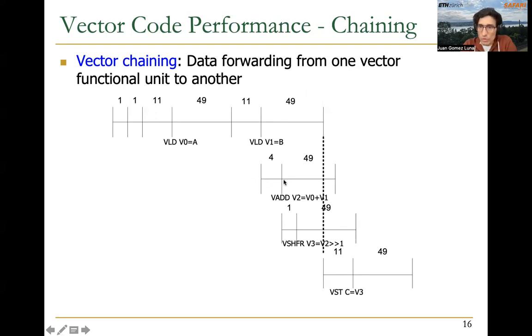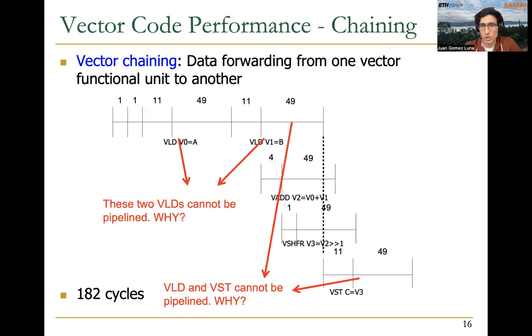And as soon as we are done with the addition of A0 and B0, we can forward it to the unit that executes the shift operation, and we can start this shifting of one position to the right, or one bit to the right, in order to perform the division. If we do so, we can reduce the total number of cycles here, and it will be from 285 in the previous slide to 182 cycles. But we can further optimize this code.